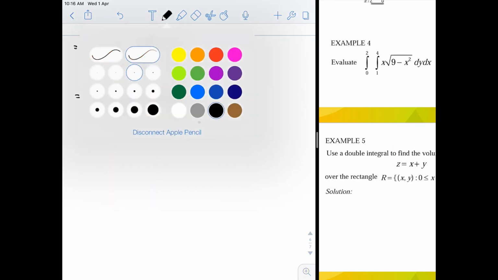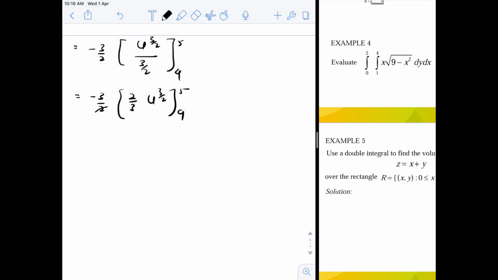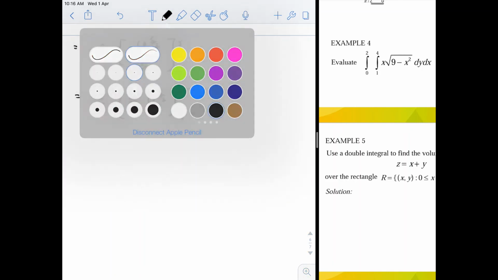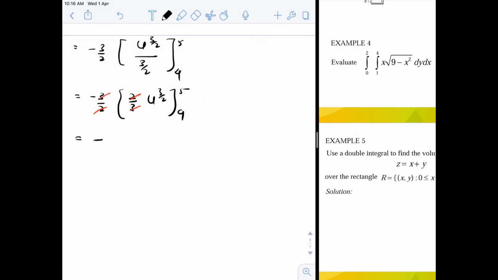Sorry, my pen is not functioning. Okay, we can cancel, now, thank God. All right, we can cancel these 2 and these 3. So we will have negative u to the power of 3 over 2.